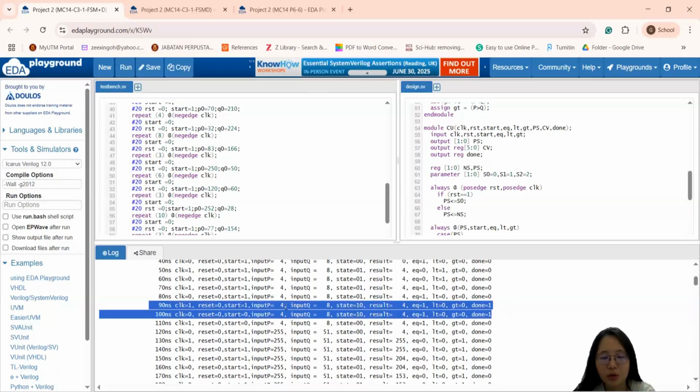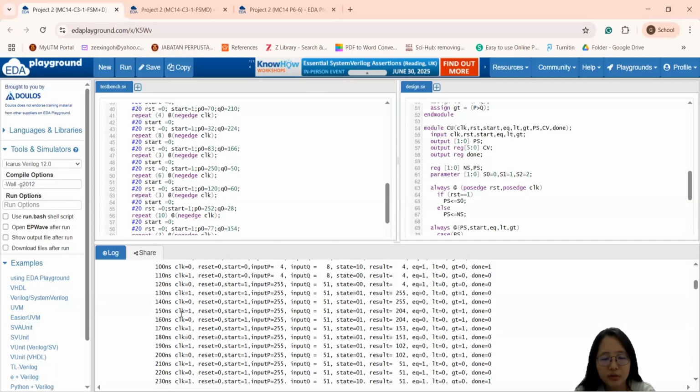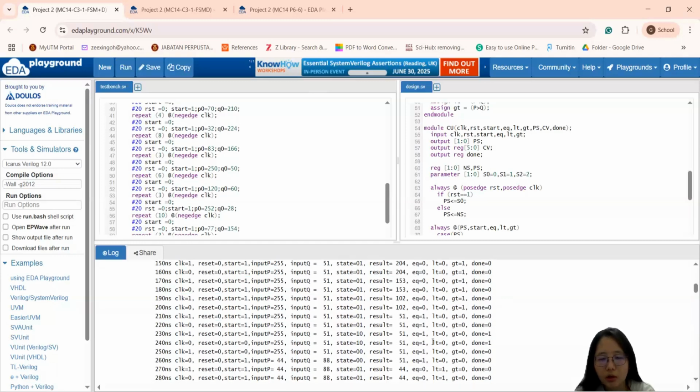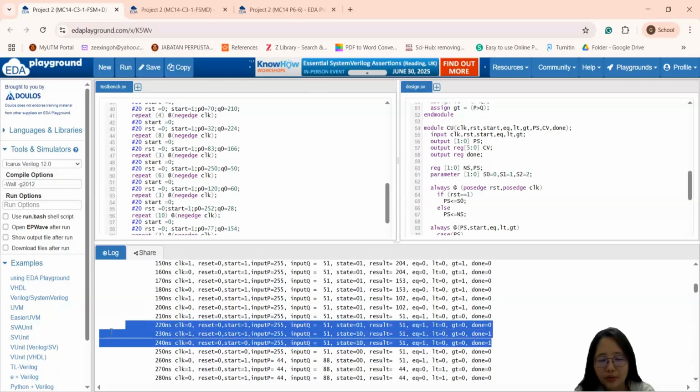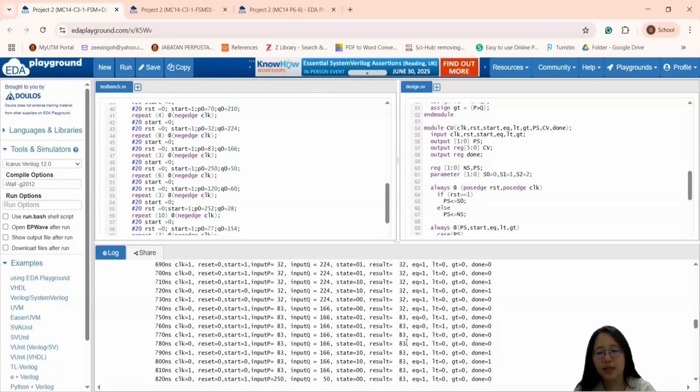So the greatest common divisor for 4 and 8 is 4. Next is 255. I have 255 as input. When start equal to 1, I will go to step 1, and then I will continue until I get the common divisor. When I get EQ equal to 1, I will go to step 2. At step 2, done will equal to 1, so I will get the result. The greatest common divisor for 255 and 51 is 51. So this one is the FSM plus D.